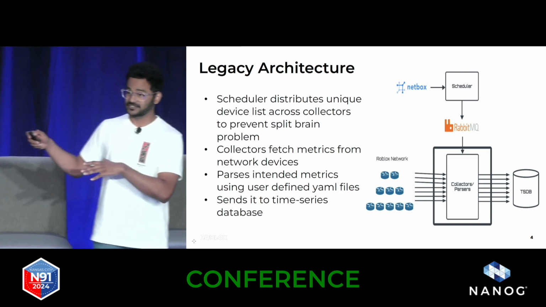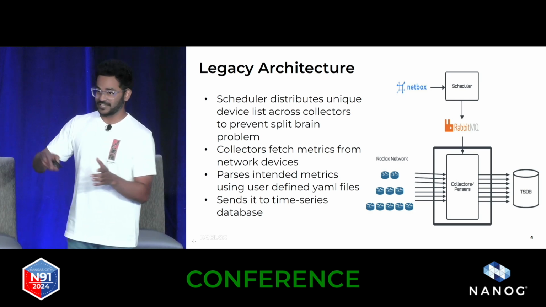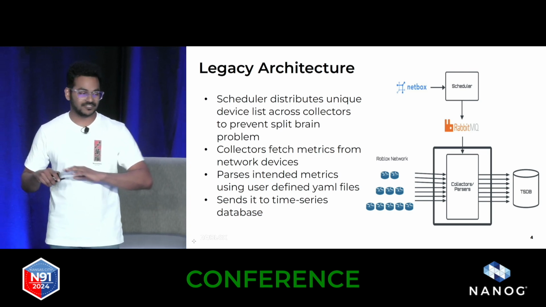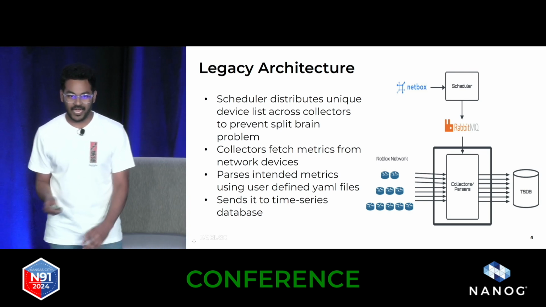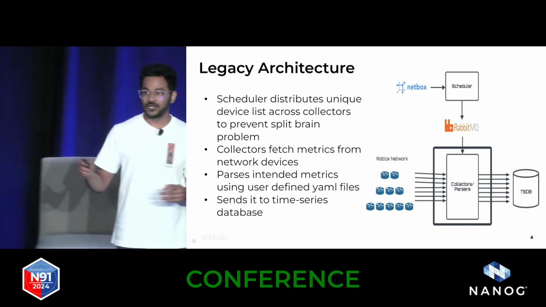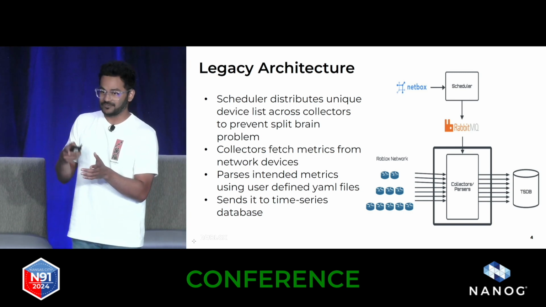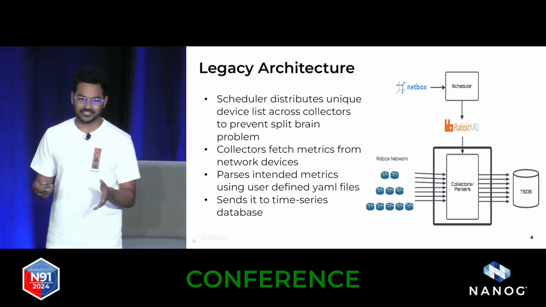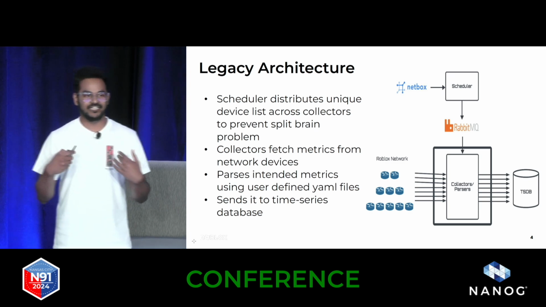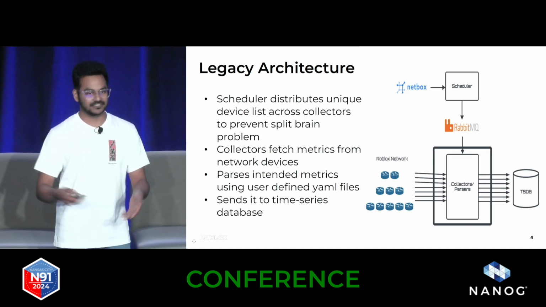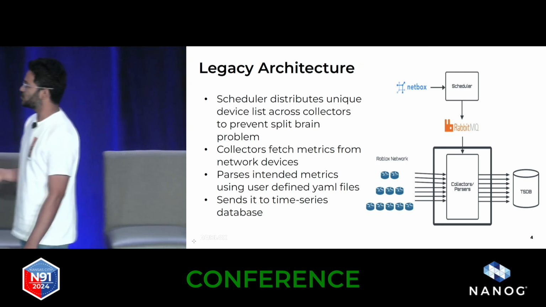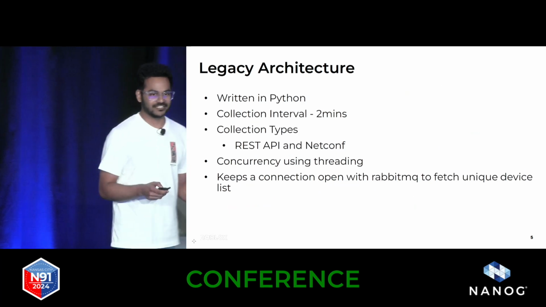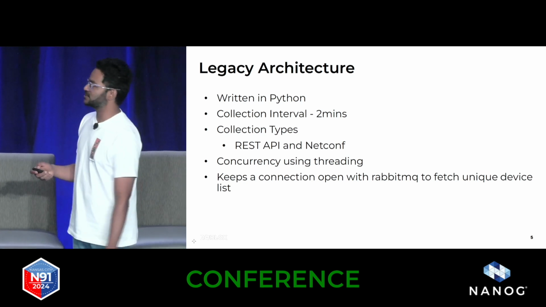On the collector side, every collector has its own queue because collectors are distributed across DCs and POPs, and there are hundreds of collectors. So every collector will have its own queue, and the scheduler ensures that they always get a unique list. So the collector doesn't care. They just take the device list and start connecting to the devices. So let's go back to the collectors, and that's what we're going to talk about in this presentation.